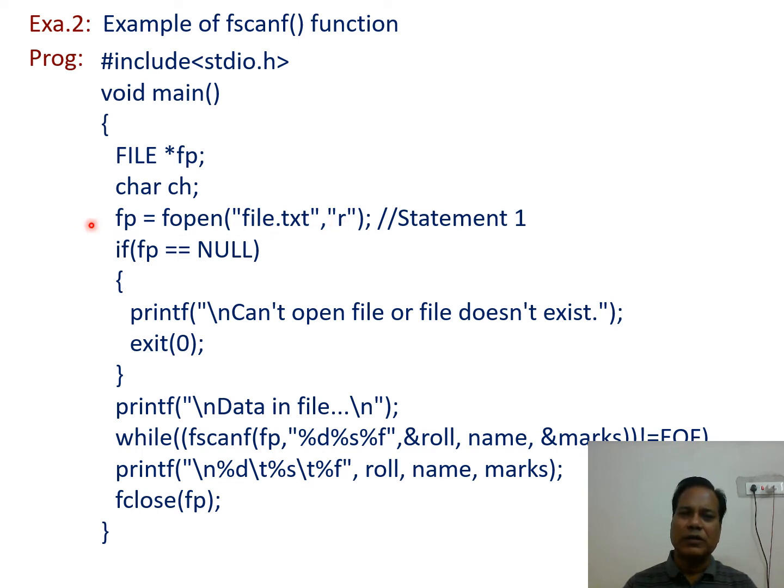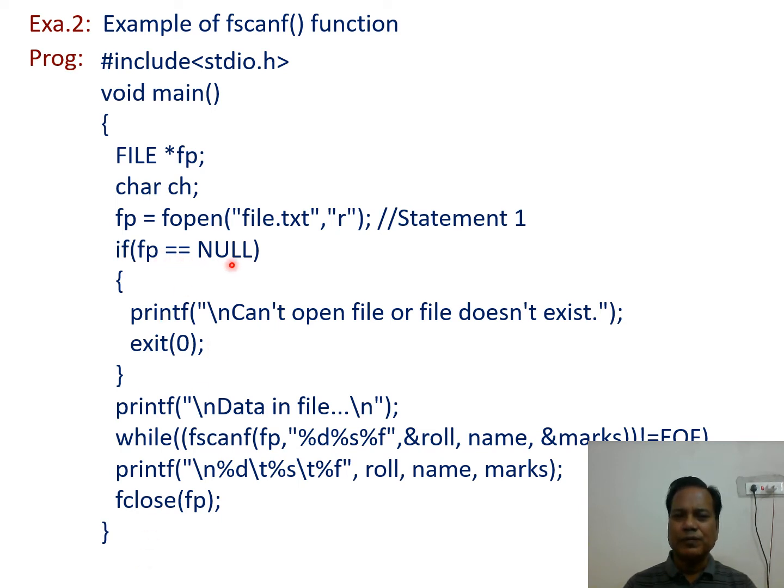Once the file is opened in the read mode, if this file exists, then fp is assigned a value. If the file doesn't exist or it is not open, then fp equals NULL, and this file pointer is not assigned any value. So if it is NULL, then a message is printed using the printf function, "Can't open file or file doesn't exist", and control comes out of the main function.